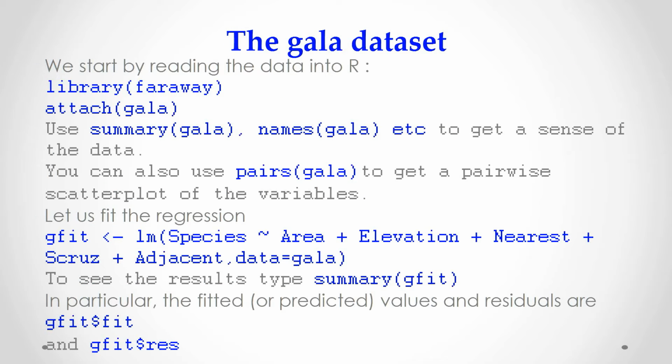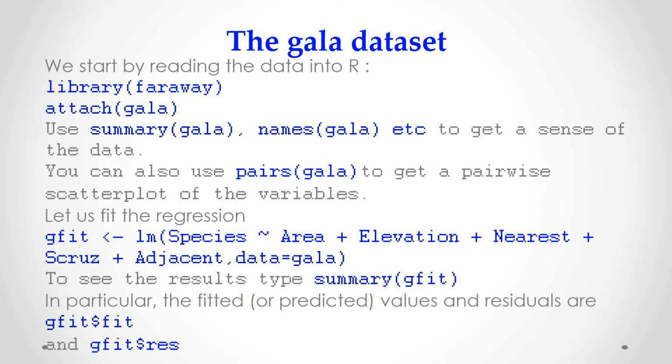We start by first reading the data into R. So we call the faraway library using the command library(faraway), and we attach the gala dataset using attach(gala). We can first run some summary statistics using summary(gala), names(gala), etc. to get a better sense of the data. To look at pairwise scatter plots of the variables, we can also look at the command pairs(gala). You are encouraged to run these commands to get an idea about the results.